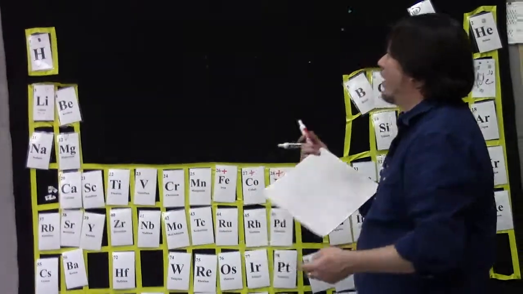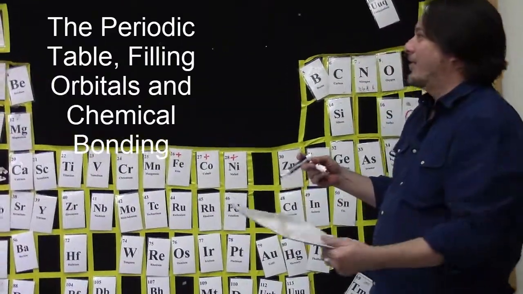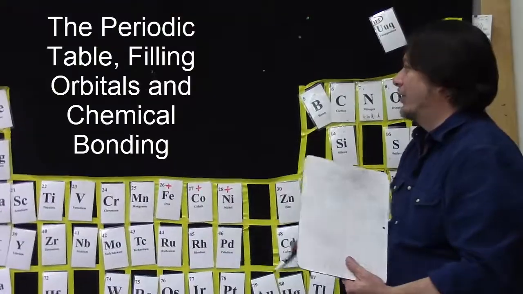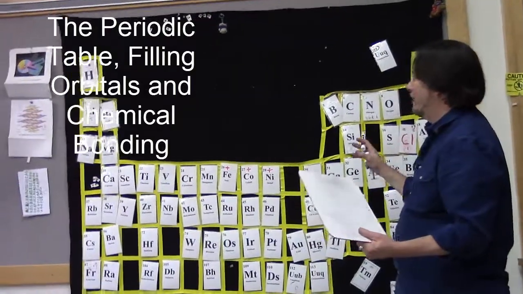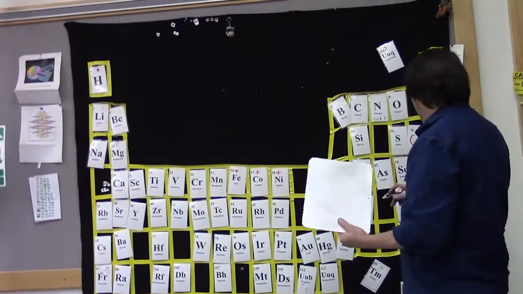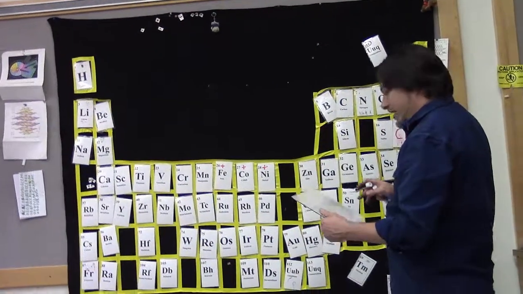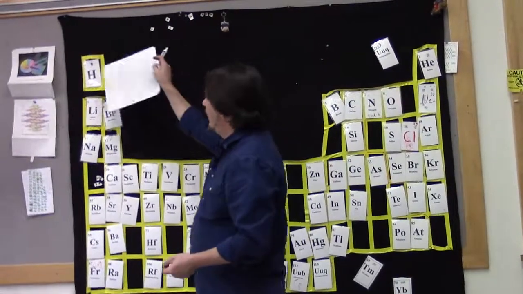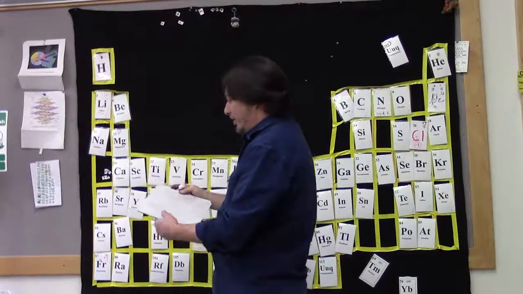Right, so what I want to show people is that there's a pattern to the periodic table. It's not just a random assemblage. There's actually some order to it. And what you'll find is that all of the columns have some things in common.